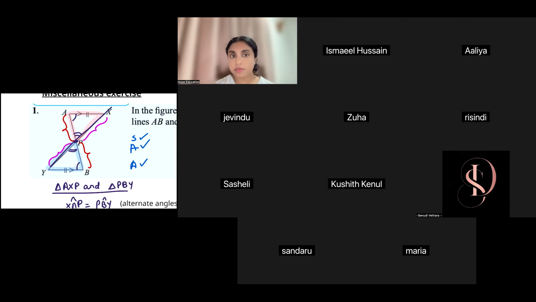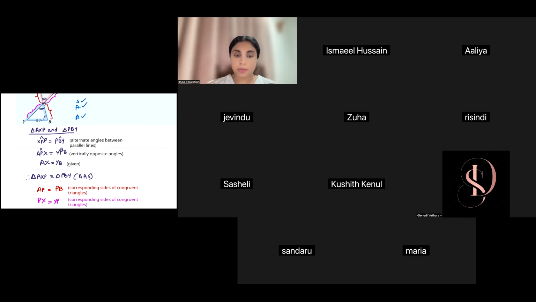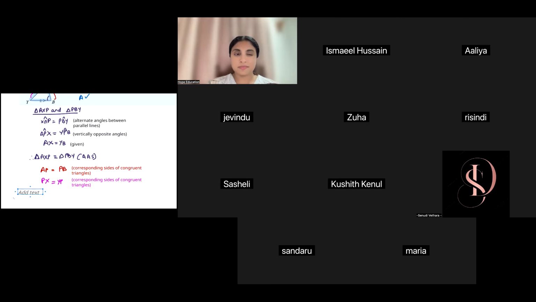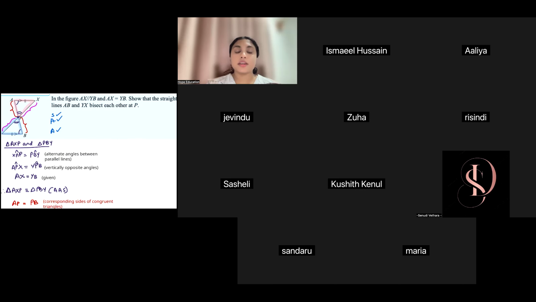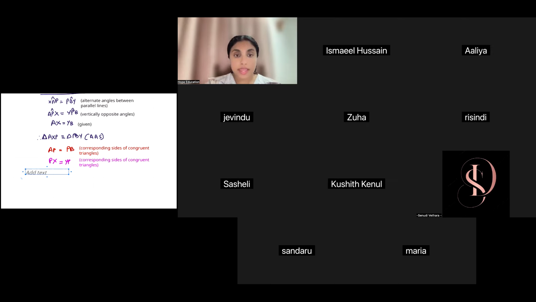They asked us to show that this is so. So we will write that as a sentence. Everything must be written as a sentence. Therefore, what are they asking us to prove? AB and YX bisect each other at P. If they're asking you to prove something, at the end, write it as a sentence. After proving everything, at the end, better to write it as a sentence. Is it clear?